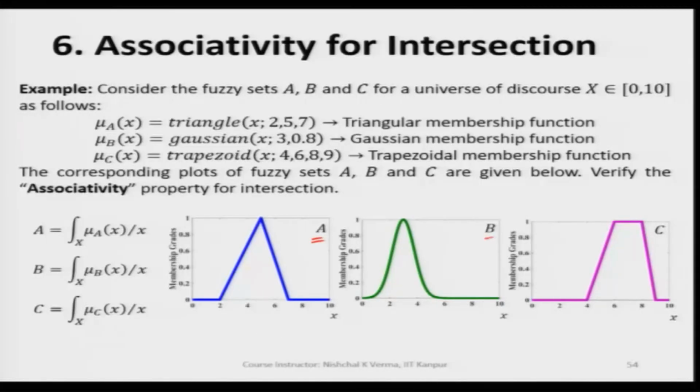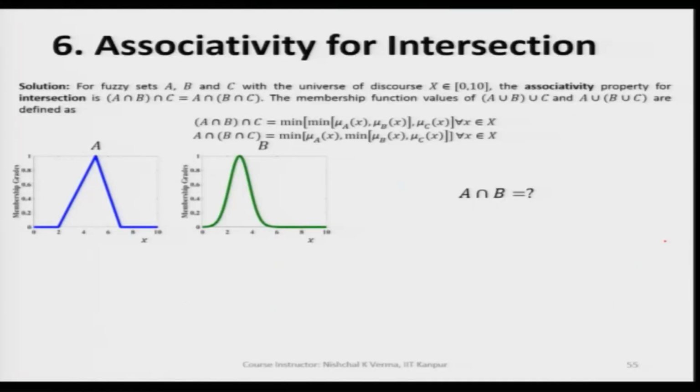So, the first example is here, and here we take 3 fuzzy sets A, B and C, and let us now try to see what we are getting when we do A intersection B intersection C. So, what does this mean when we say A intersection B intersection C? It means that we are going to get a fuzzy set as the outcome of A intersection B, and then whatever we are getting as the outcome, we take the intersection of this fuzzy set with the third fuzzy set C.